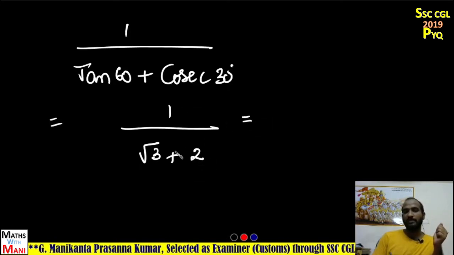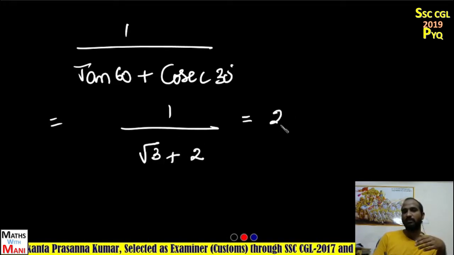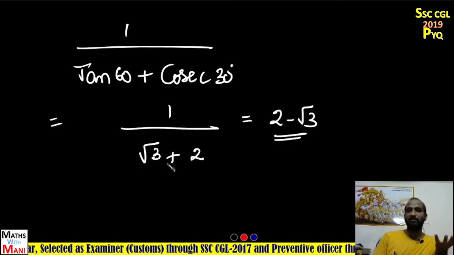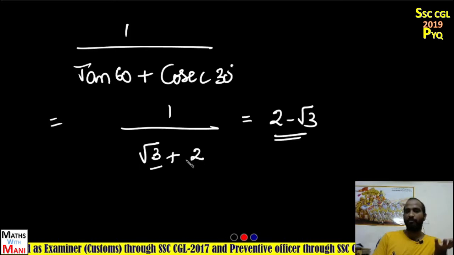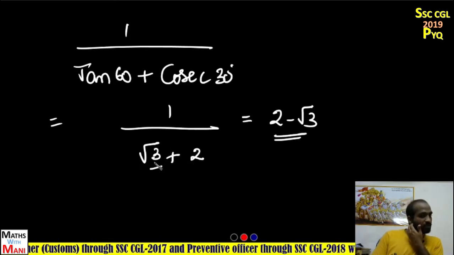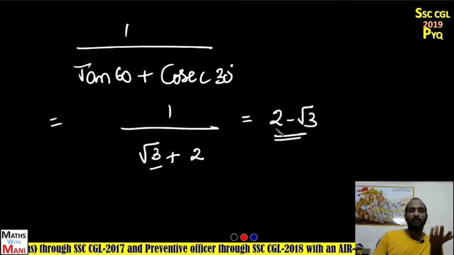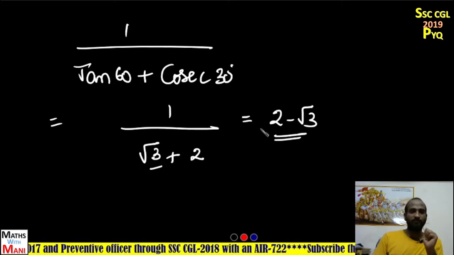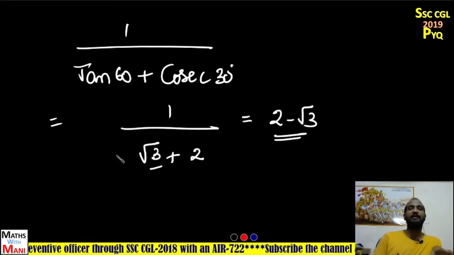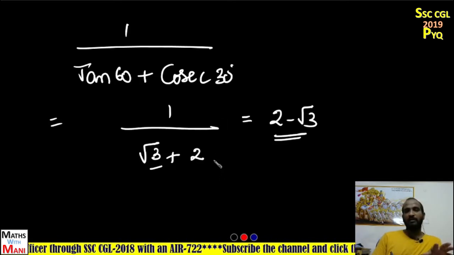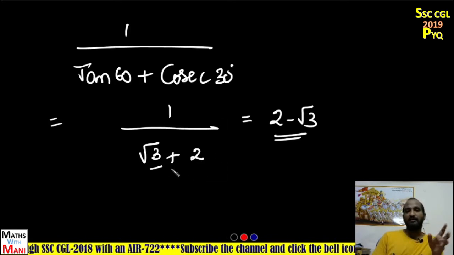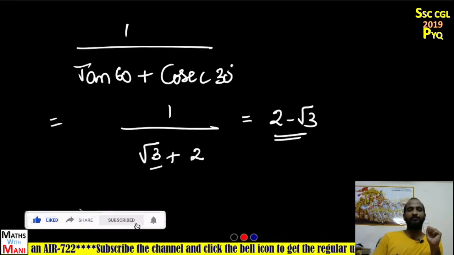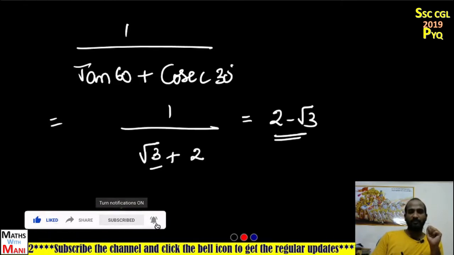So 1 by root 3 plus 2 is nothing but 2 minus root 3. In surds and indices we discussed that when there are two consecutive natural numbers, 3 and 4 are consecutive numbers, then 1 by root 3 plus root 4 is equal to root 4 minus root 3. Root 4 is nothing but 2. Please watch the videos on surds and indices. You can directly write it down without multiplying by the rationalizing factor. Whenever these consecutive numbers are there, I can directly write down this value. Okay, is it clear? Shall I go to the next one?